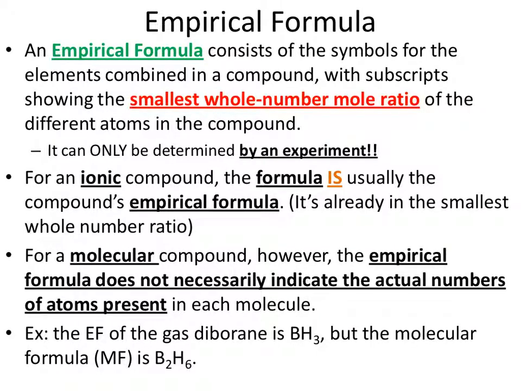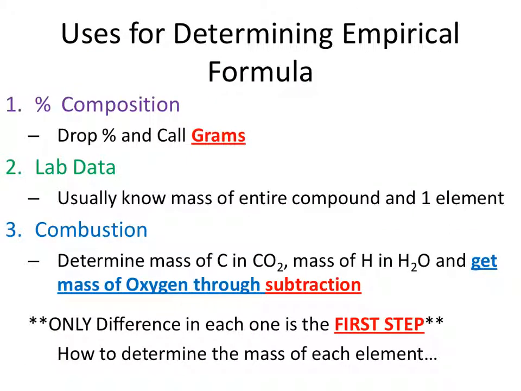And again, if you want to read through this again, it talks about how you can only find it by experimentation, and you can indicate the actual numbers present. And we're actually going to, at the very end or in the middle of this video, get into how to calculate a molecular formula as well. Again, these are the three ways you can calculate the empirical formula. You should have already done percent composition. You should have already done lab data. And then the one we're going to hit today is combustion.